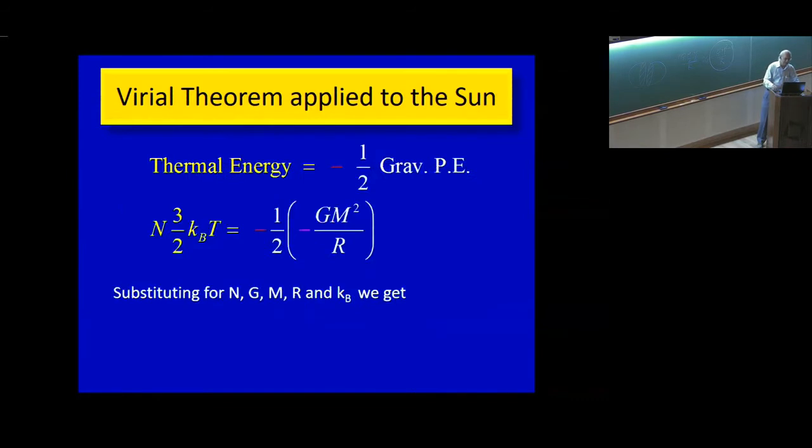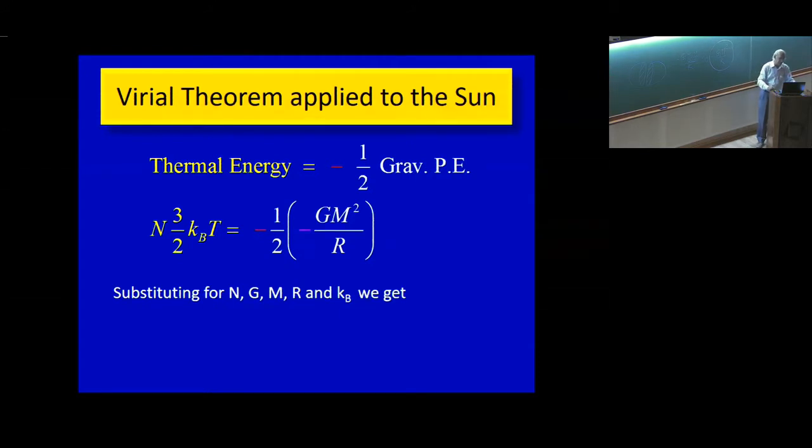Now the internal thermal energy of the sun is equal to the number of particles in the sun, capital N, which is about 10 to the power 57 particles, multiplied by the average energy of each particle, which is 3/2 kT. Therefore, N times 3/2 kT is equal to 1/2 GM squared over R.